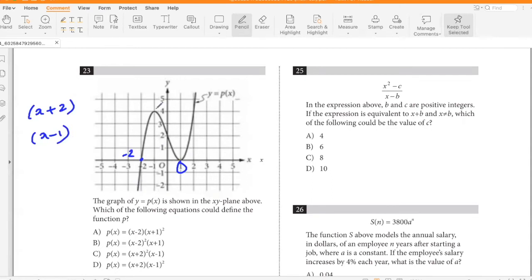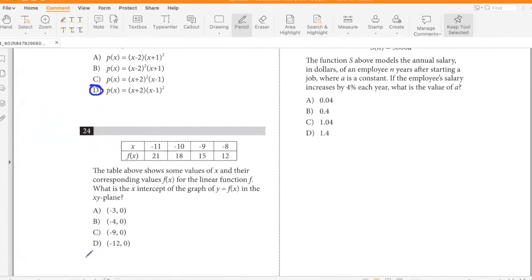Now the graph crosses the x-axis at -2, so this is a single factor. And here it turns from the axis, so this is a repeated root. So a square. So (x plus 2) times (x minus 1) squared, which is option D.